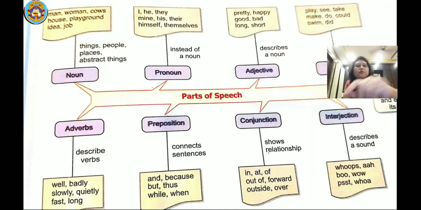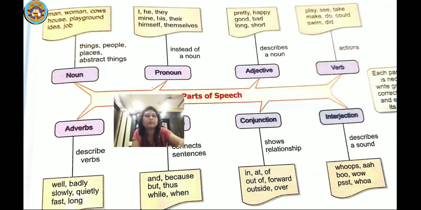Alright, so let us summarize what we have done today. So first one we have described is noun, which represents things, people, places and abstract things. Man, woman, cows, house, playground, idea, job, all these are referred to as noun. Then next one is pronoun, which is used instead of a noun, that is I, he, they, mine, his, their, himself, themselves, all these will come under pronoun. Adjective, which describes a noun: pretty, happy, good, bad, long, short, all this will come under adjective.